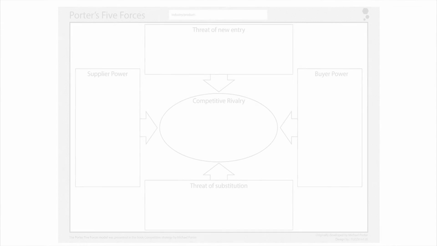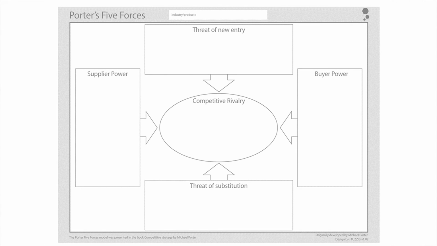And so what we have is a canvas that looks at Porter's five forces. Again, it's designed to be done collectively by a team, to think about all the different factors from a supplier, buyer, threat of entry, and substitution perspective, as to how they can affect your business and things you need to factor into your business strategy.